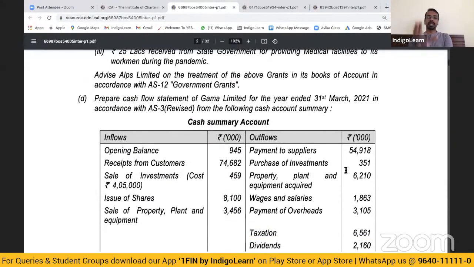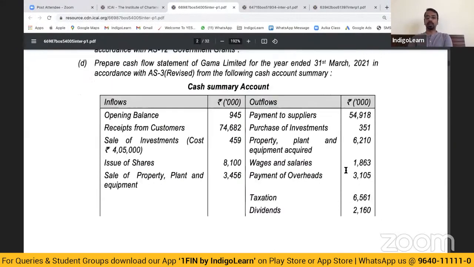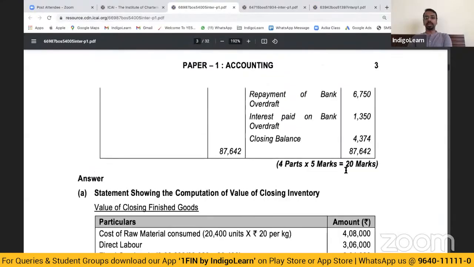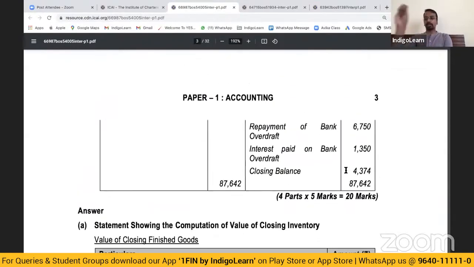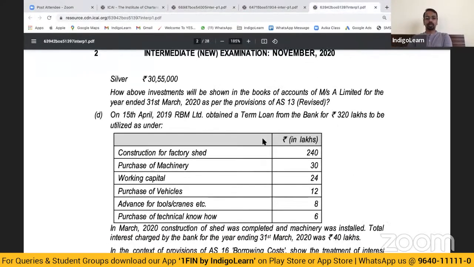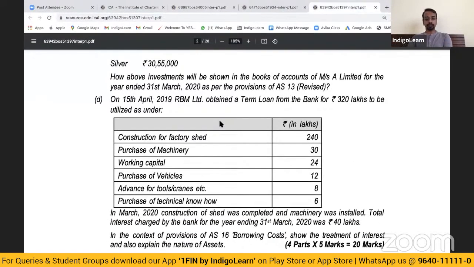Cash flow, it's a straightforward question. They are given a cash summary account. You have to prepare a cash flow statement. Just need to pick up the correct amount and place it at the respective places. It is done, right? And let us look at this. On 15th April, they obtained a term loan from the bank of 320 lakhs to be utilized as under: construction of factory shed. Now, in this case, you always write an answer saying that it is assuming that this factory shed construction is a qualifying asset.